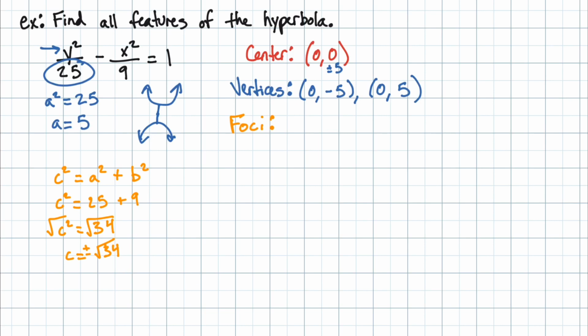Okay, once again, the foci are going to be inside of these, and so that changes with the y-coordinate as well. So that's where I'm getting the plus or minus root 34 from the center. So the x-coordinate does not change, and I get negative root 34, and then I get positive root 34. Okay.